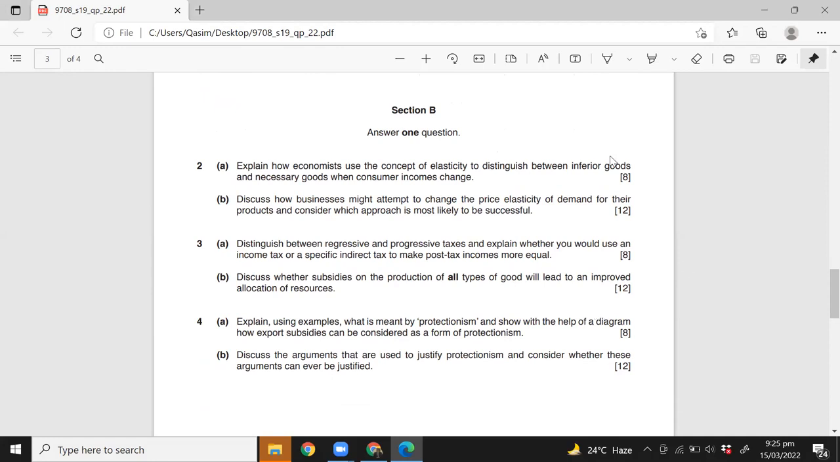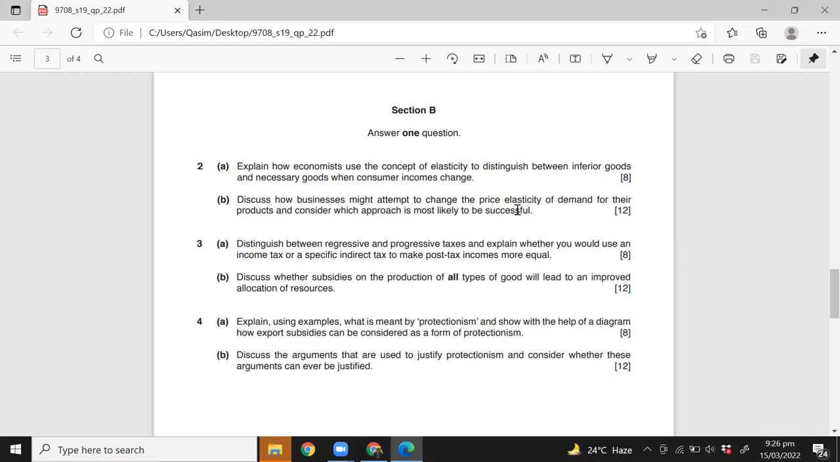So first question says, explain how economists use the concept of elasticity to distinguish between inferior goods and necessary goods when consumer incomes change. So how economists differentiate between inferior and necessary goods when consumers' income change. 8 marks. B part to this question says, discuss how businesses might attempt to change price elasticity of demand for their products and consider which approach is most likely to be successful.